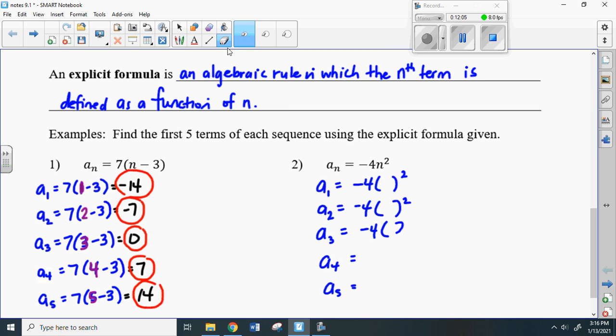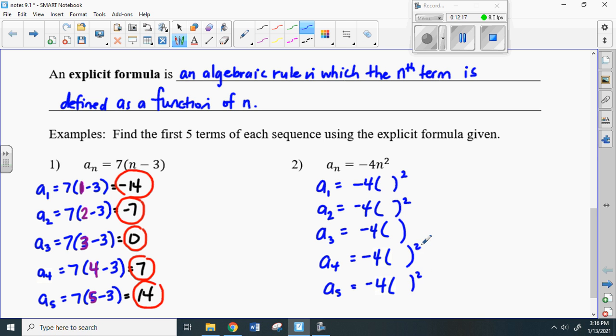Whoa, getting sloppy there, sorry. Then I'm going to plug in 3 for n. I'll come back and do that in a second. And I'm going to plug in 4 and 5. Don't forget the square, sorry. Okay, so 1, 2, 3, 4, and 5.